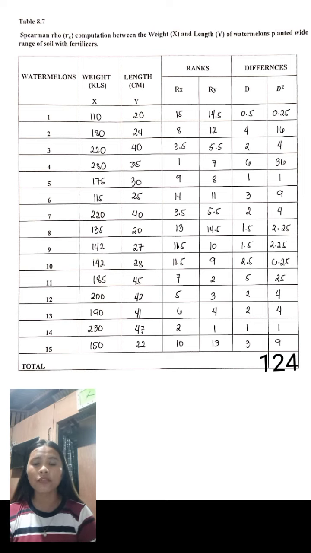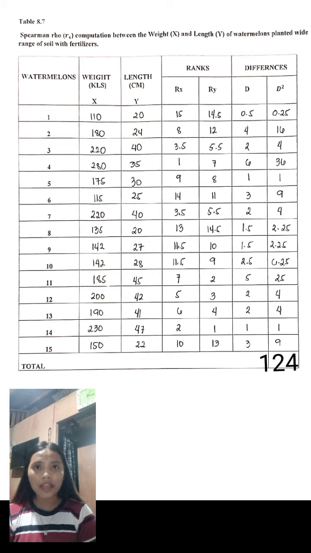For the next one, watermelon 2, we have 8 as Rx and 12 as Ry. The difference between 8 and 12 is 4. For watermelon 3, as you can see, 3.5 and 5.5, so its difference is 2. For watermelon 4, we have 1 as Rx and 7 as Ry, so their difference is 6.